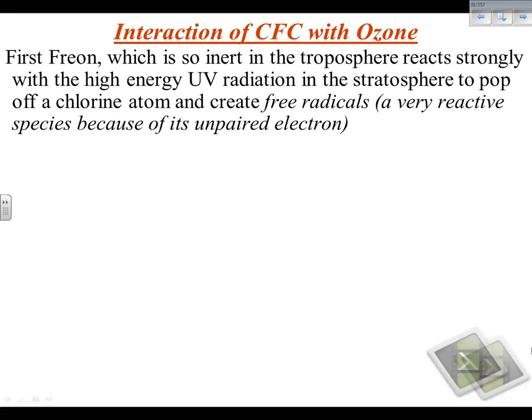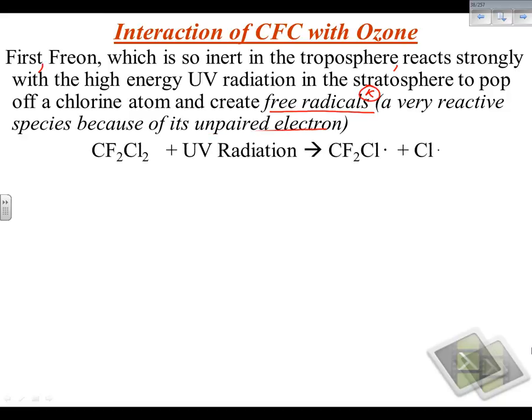Yikes! First, I should have a comma here. First, freon, which is so inert in the troposphere, reacts strongly with the high-energy UV radiation available in the stratosphere. It pops off a chlorine atom to create, and I do need you to know what this is, all right? A free radical, a very reactive species because of unpaired electrons. Okay. It looks like that.